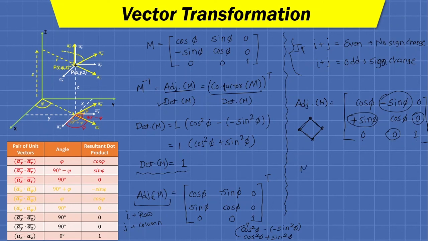And now finally M inverse is the adjoint of M, which is cos phi, minus sin phi, 0, sin phi, cos phi, 0, 0, 0, 1, and the determinant of M is 1, so whether you show it or not does not make any difference. So as you can see here, M inverse is nothing but M transpose. This is a very important property of this matrix.